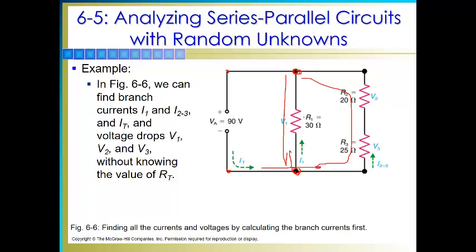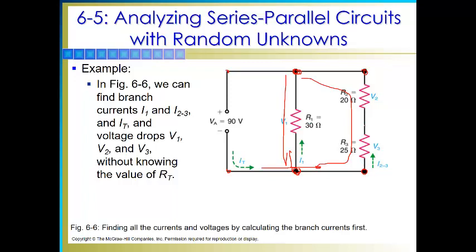So if I know that there is 90 volts across this resistor, I can always take 90 divided by 30, and that will give me this current, which is 3 amps. In here, I know that I have 90 volts across this branch, right? So if I add these two, 20 plus 25, that will be a total of 45 ohms of resistance. If I divide 90 by 45 ohms, I get the current I23, because it goes through R2 and R3. The current on this branch would be 2 amps.